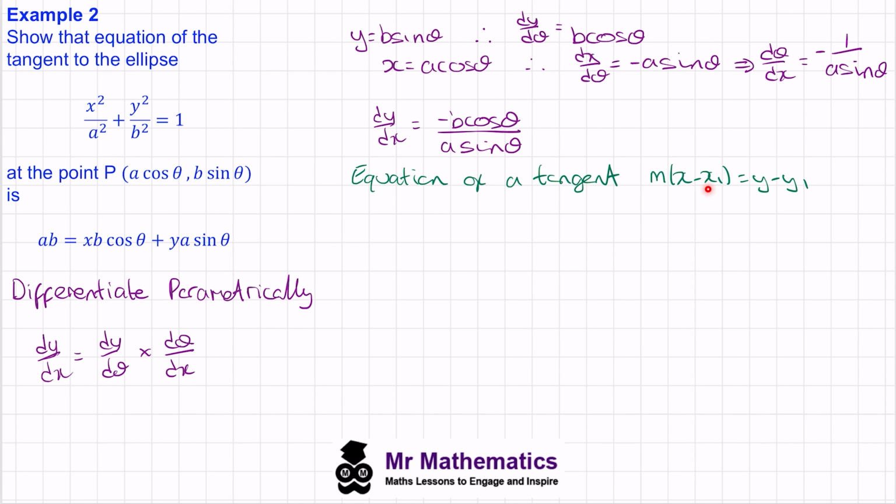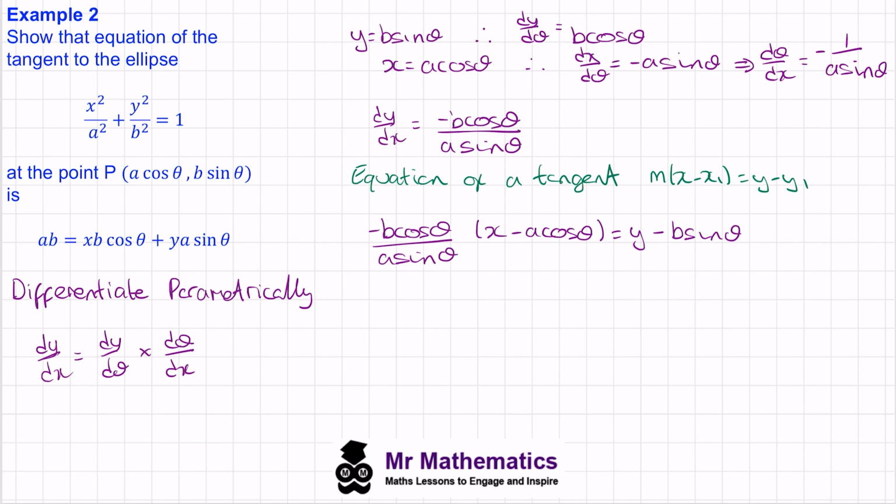We've got the general form of x1, which is a cos theta, and the general form of y1, which is b sine theta. So substituting these in, we get m, minus b cos theta over a sine theta, multiplied by x minus x1, which is a cos theta, is equal to y minus y1, b sine theta. We'll move the a sine theta to the right hand side and we'll expand out these brackets.